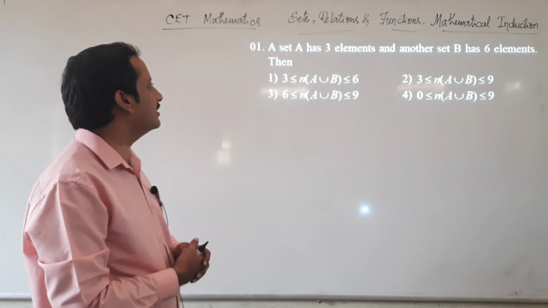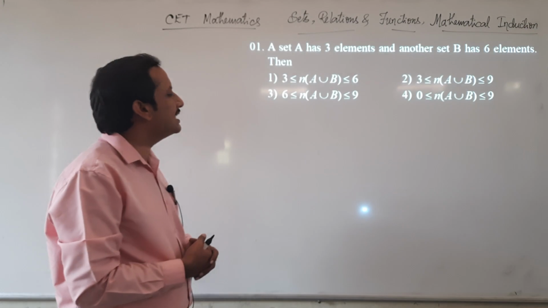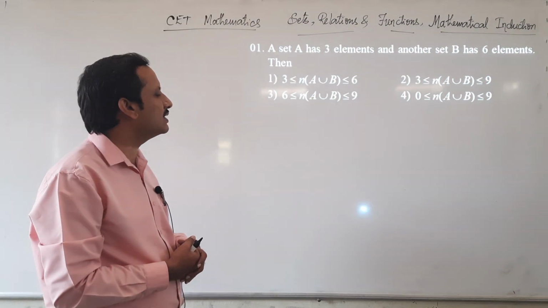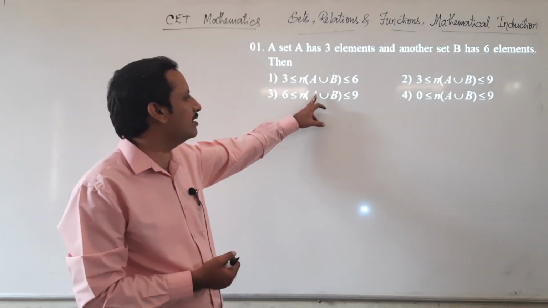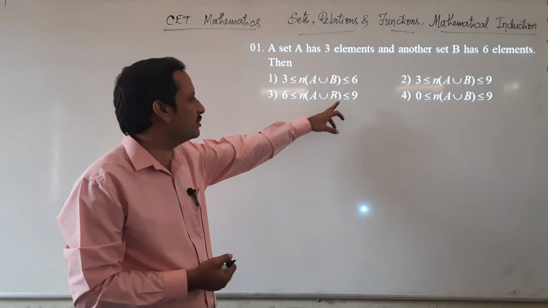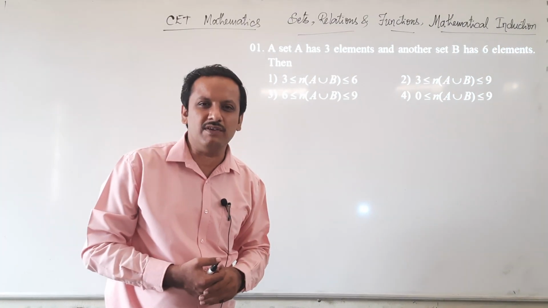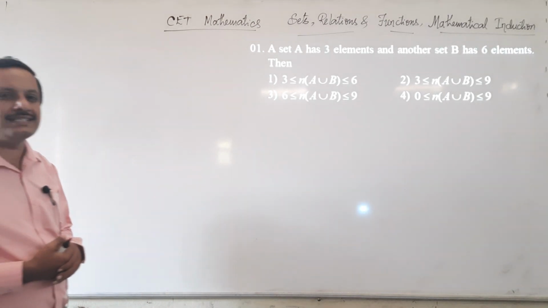Let us have a look at the first question. It is from sets. A set A has 3 elements and another set B has 6 elements. Then the number of elements in A union B. Observe, the options are: minimum is 3, maximum is 6; minimum is 6, maximum is 9; etc. So, these are the options they have given. Okay. So, A has 3 elements and B has 6 elements.